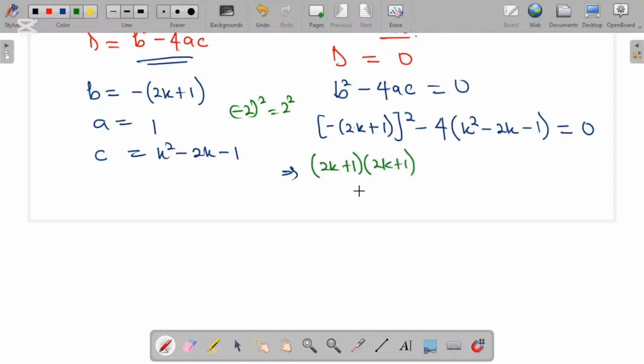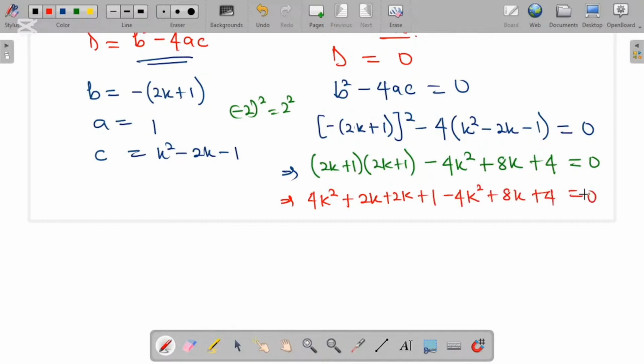Alright? That's the meaning of square. And that is minus, so minus 4 will now enter here. Minus 4 times this will give us minus 4k. So if we open this bracket for the first one, 2k times 2k will give us 4k squared. So bring down what you have here. You have minus 4k squared equal to 0.